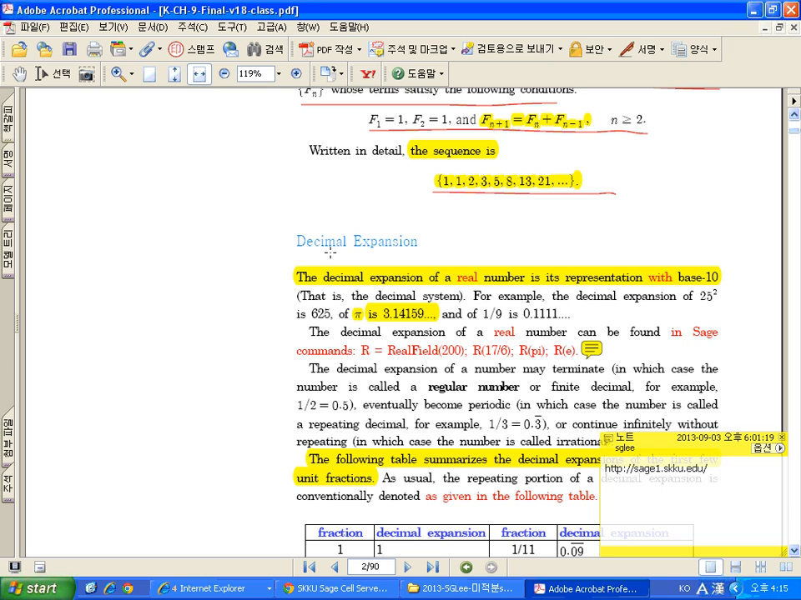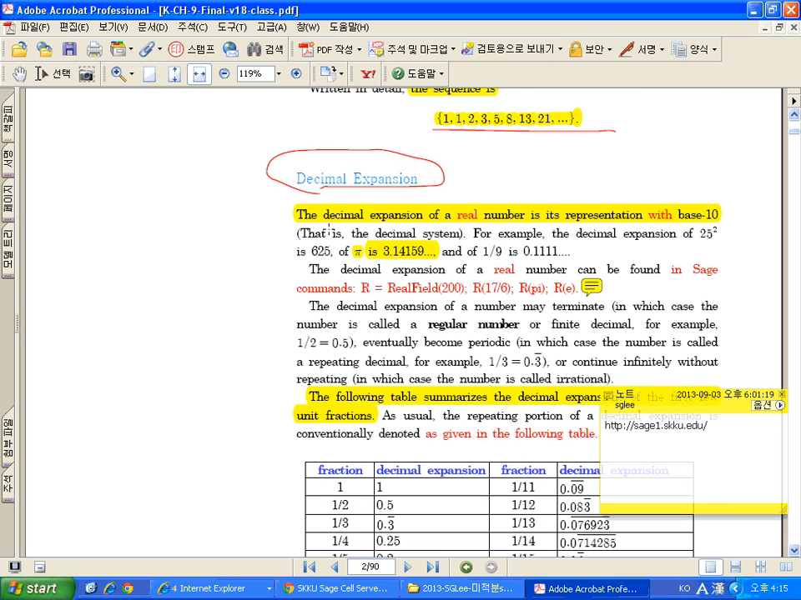Okay. And decimal expansions. The decimal expansion of a real number is its representation with base 10. For example, the decimal expansion of pi is 3.14159, like this. And this decimal expansion of a real number can be found with a Sage command like this.